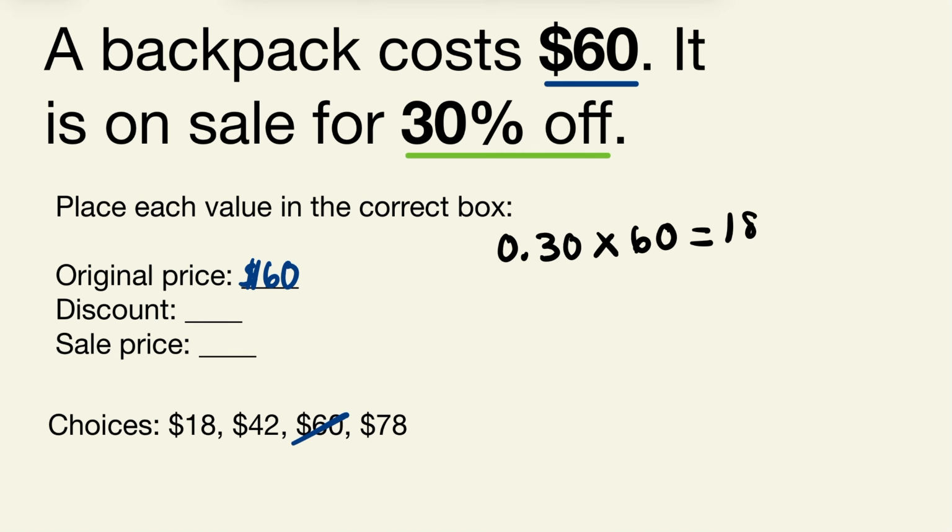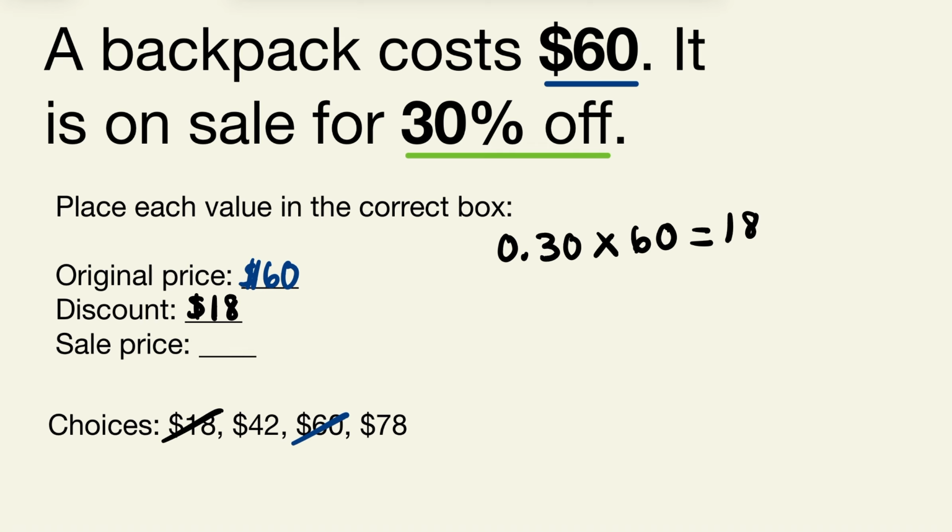So remember, that is our discount. It's not the sale price, but it is the discount. So let's check that off. And we'll fill in $18 for the discount. So do you recall how to find the sale price now? So you'll take that discount and subtract it from the original price. So your discount is $18, right?